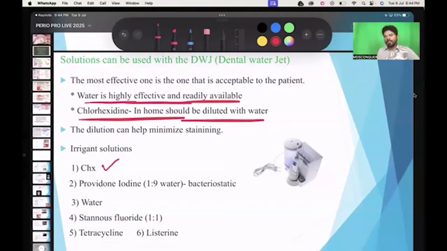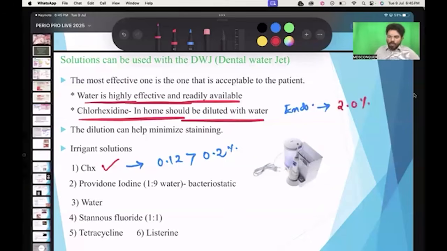What is the percentage of chlorhexidine that is available in the mouthwash? The percentage of chlorhexidine regularly used in the mouthwash is 0.12%. If you don't find 0.12, then you can go for 0.2%. Can you tell me the percentage of chlorhexidine used in endodontic irrigation? The percentage of chlorhexidine used in endodontic irrigation is 2%.